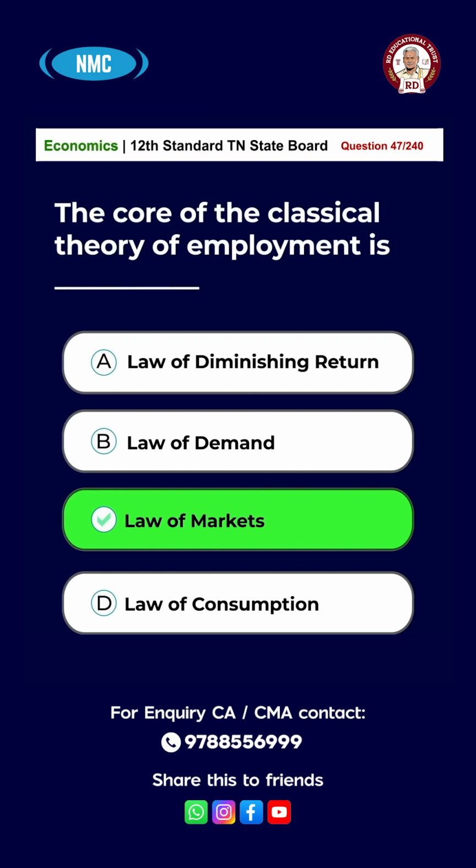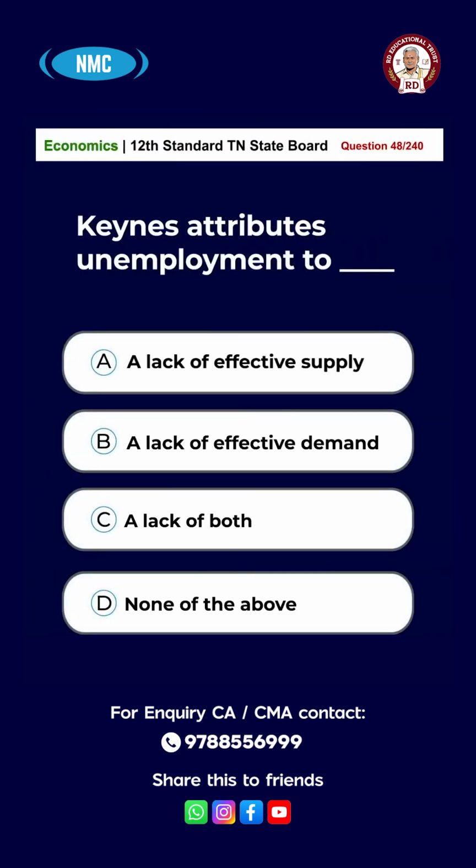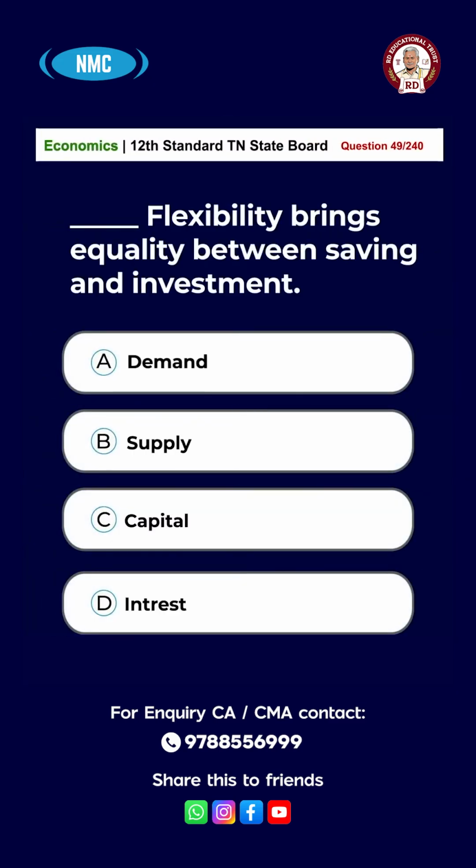Law of markets. Question number 48. Keynes attributes unemployment to A. A lack of effective supply, B. A lack of effective demand, C. A lack of both, D. None of the above. The answer is option B. Lack of effective demand. Question number 49. Dash flexibility brings equality between savings and investment. A. Demand, B. Supply, C. Capital, D. Interest. The answer is option D.